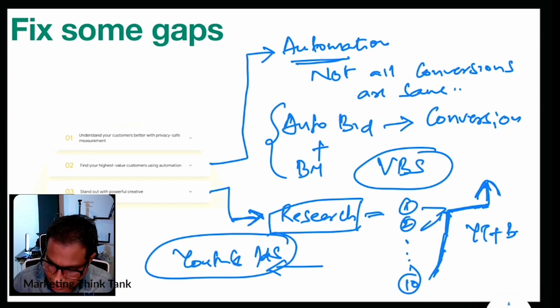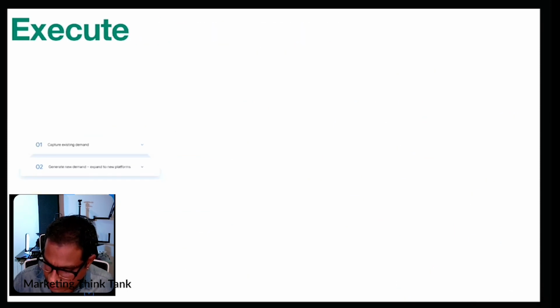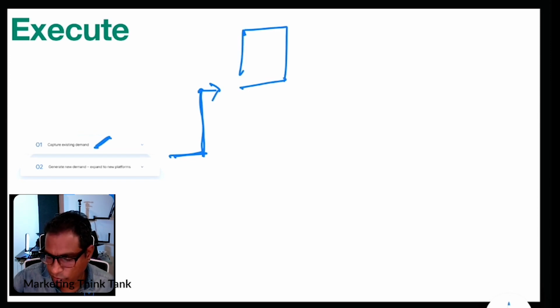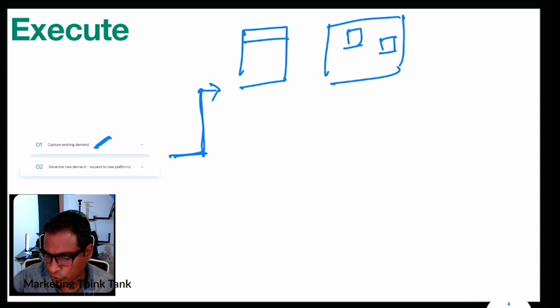So then we have a stage where we are going to execute things. Now, very often I've seen marketers and businesses strive to get new platforms, new campaigns, new formats that they can capitalize upon. But there is something that you need to keep in mind. What you need to keep in mind is first capture the existing demand, which means on Google search, let's say you have Google search, then you have, let's say, Google display, where image ads are shown, and then let's say you have YouTube, right? So this is YouTube, this is display, and this is search.